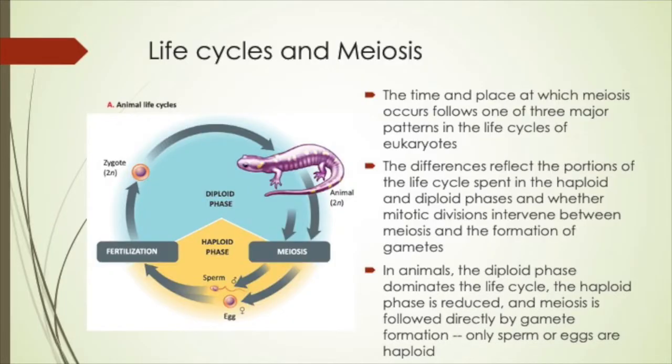All right, let's talk about some life cycles. So the animal life cycle is pretty well known. We know how the animal life cycle works. The time and place at which meiosis occurs follows 3 major patterns. The differences reflect the portions of the life cycle spent in the haploid and diploid phases. So all life cycles have a haploid phase and all life cycles have a diploid phase, right? So our haploid phase is usually the sperm and egg cells. Diploid phase is usually the somatic cells, all the rest of the cells involved.